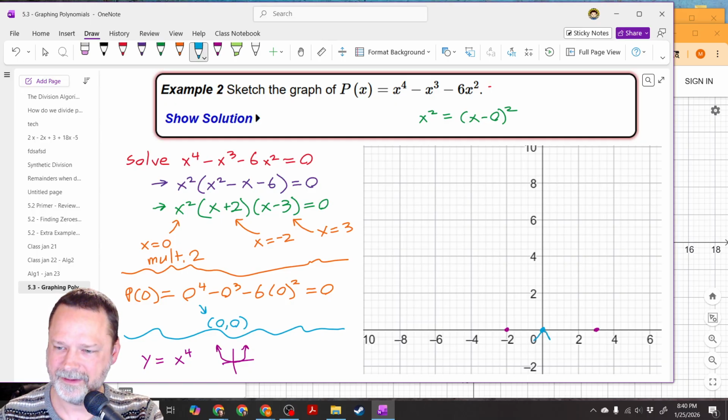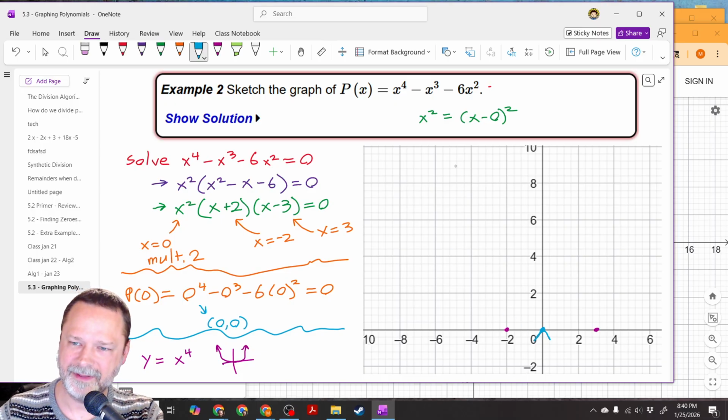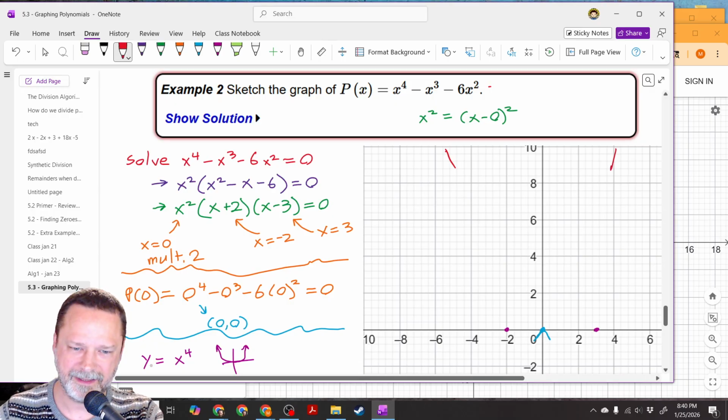And how do I know that? Because my end behavior, I know up here somewhere I'm going to be going down because it goes up on the left side and up on the right side because of my leading coefficient over here.